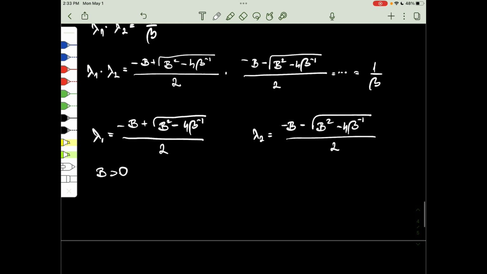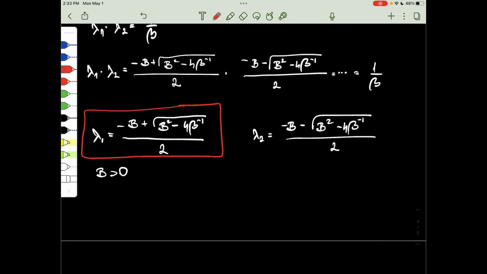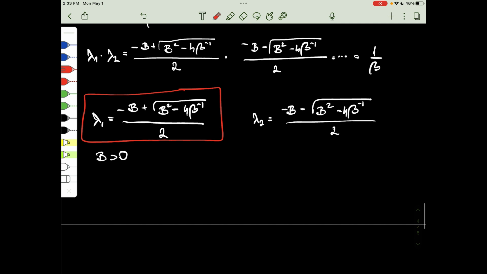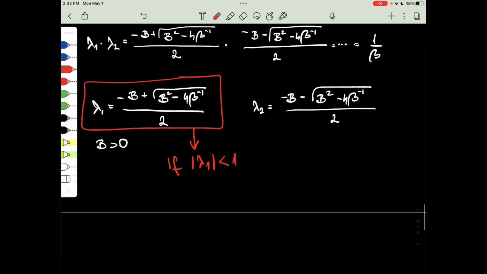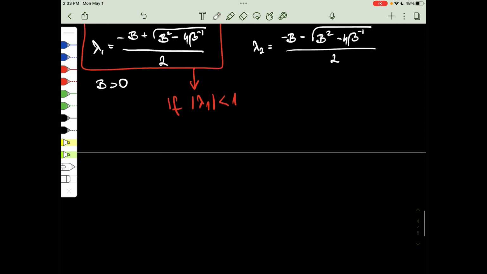So of the two eigenvalues, this is the larger one. This is the one that lies closer to 0. This is the larger of the two. If we can show that this eigenvalue is less than 1 in absolute value, then the other eigenvalue, lambda 2, can be whatever. So, what we need to show is this eigenvalue is less than 1 in absolute value.